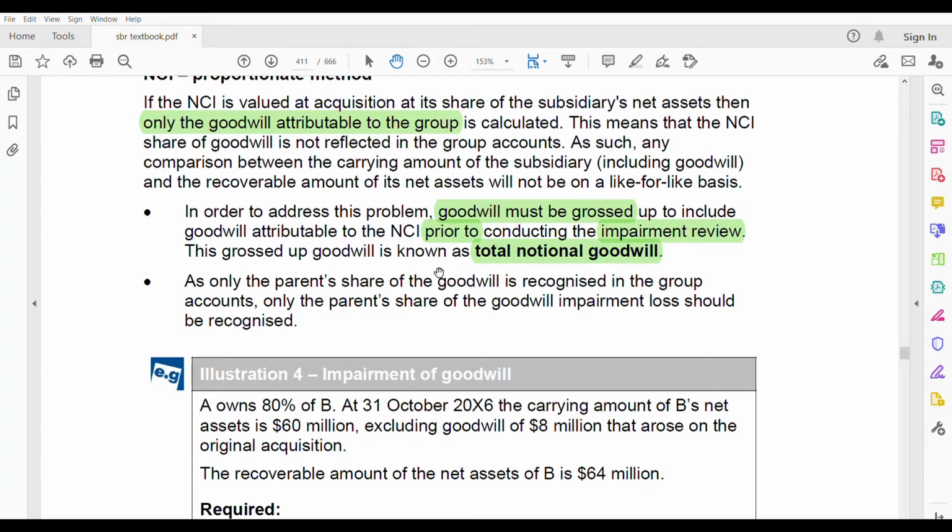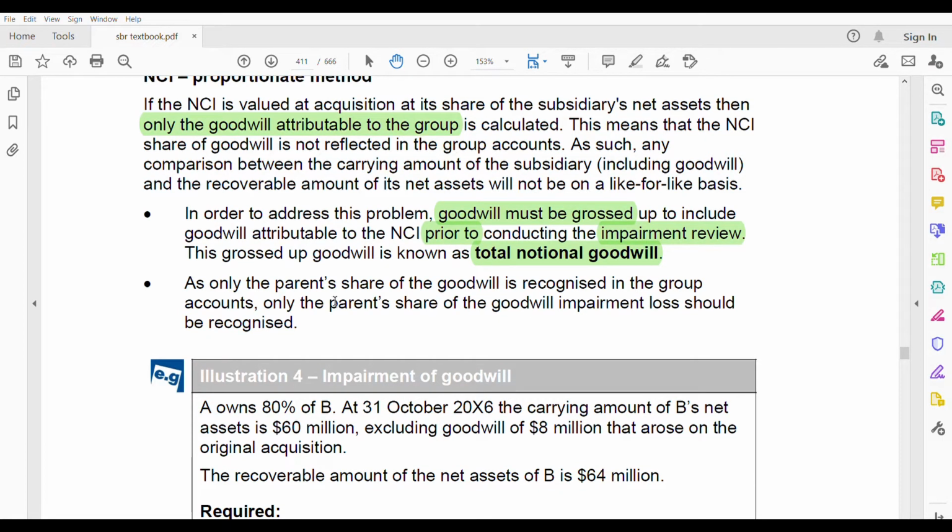Okay. As only the parent share of the goodwill is recognized in the group accounts, only the parent share of goodwill impairment loss should be recognized. Remember, in the group accounts, you are only recognizing the parent share of goodwill. Okay, you are grossing it up to calculate the impairment review. But when you are taking the impairment loss to recognize in the group account, only the parent's share of goodwill impairment loss should be recognized, not the NCI. Remember those two things. You are not taking the gross up figure here. Gross up figure is only to find the impairment review. That's it. That is the only job, to gross it up. Next, you are only taking the parent share of the group's impairment loss and writing it in the profit and loss account, okay, under expenses.